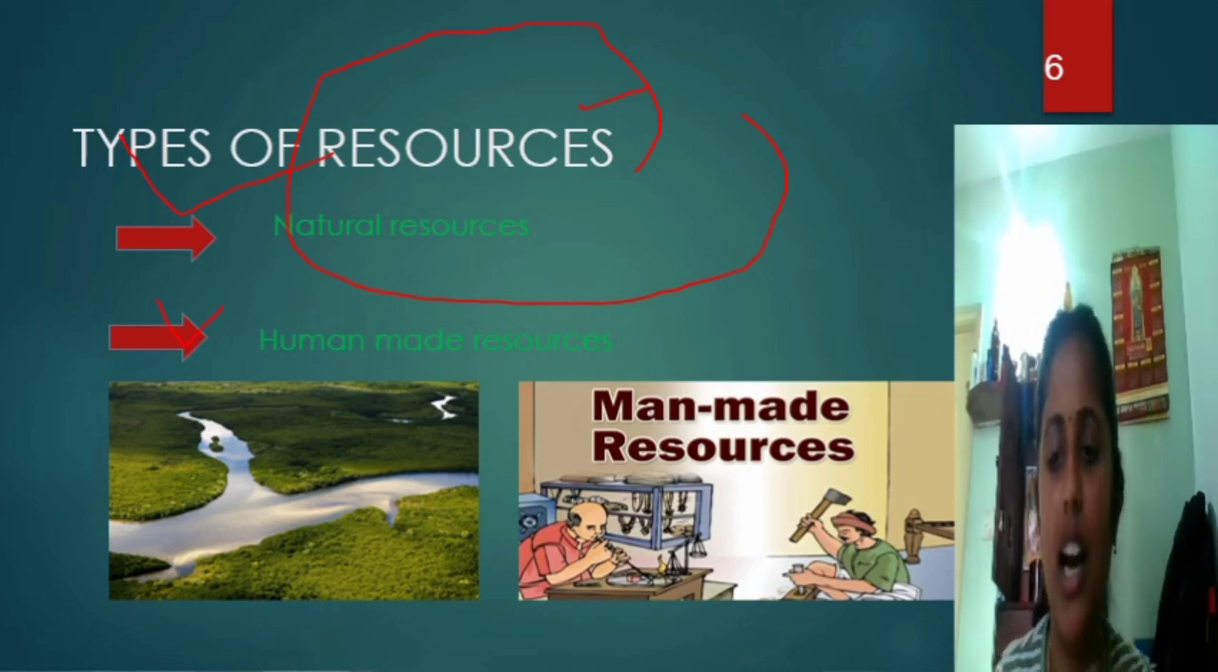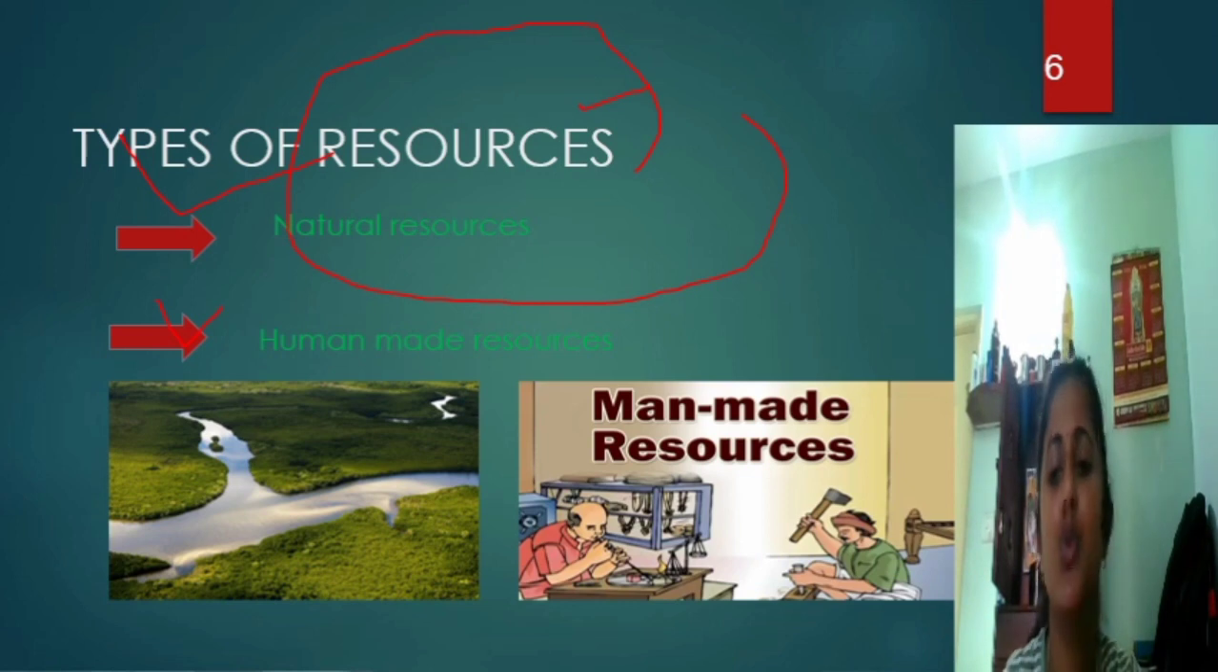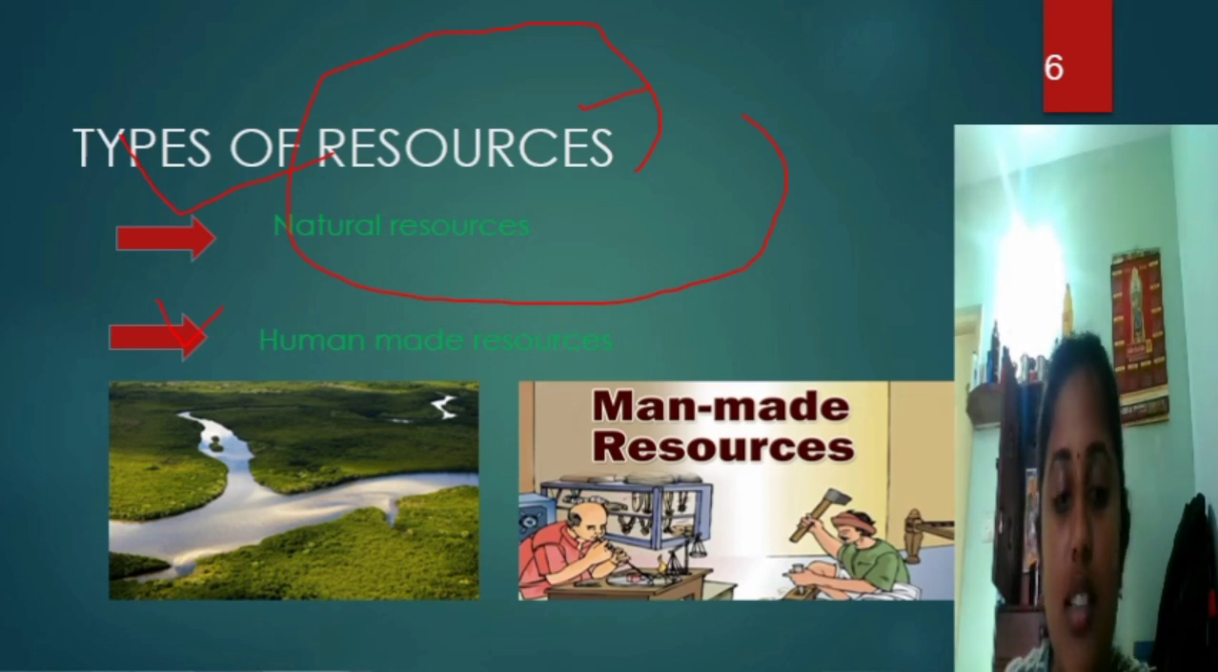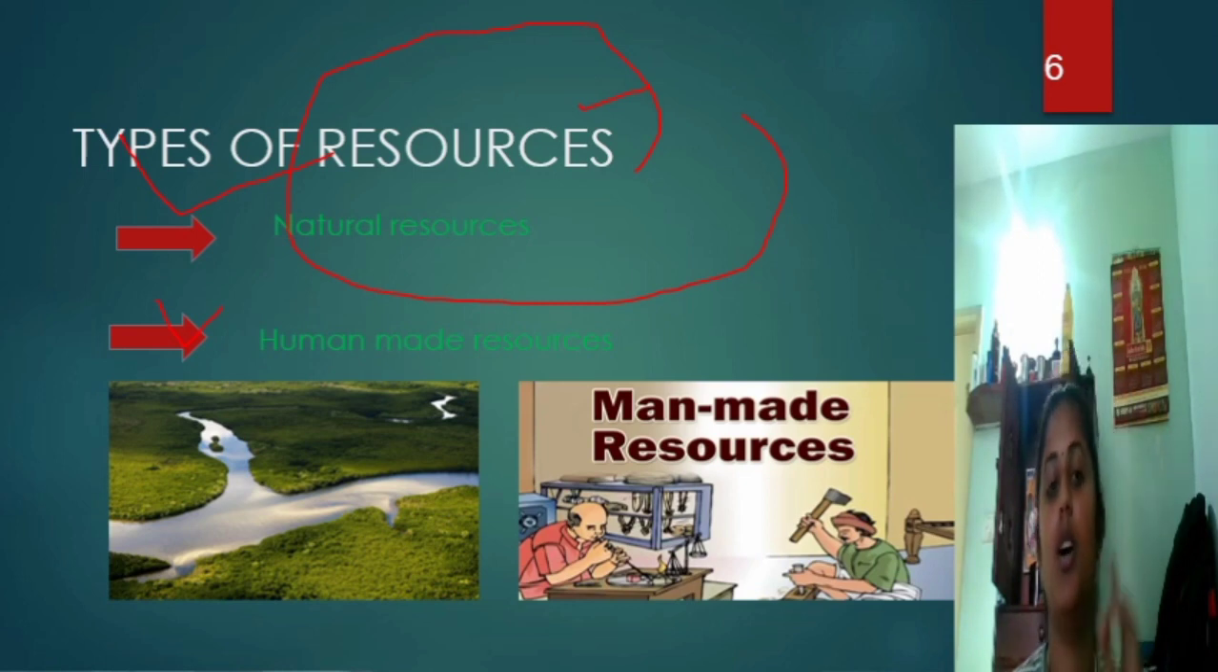I have already half explained what natural resources are. We will go into detail on that, and I'll also be explaining today what human made resources or man-made resources are. You will always be hearing about them, students, but you will not know exactly what they are. When I show you the examples, you'll say, yes, I know this, ma'am.